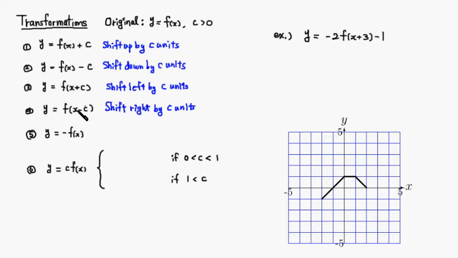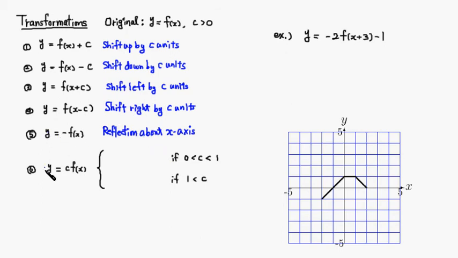The fifth one: what happens if you put a negative sign right in front of the function? All the positive function values are going to get turned into negative, and all the negative function values are going to be turned into positive. So the graph is going to be reflected about the x-axis. This is a reflection about the x-axis. So that's the fifth transformation.